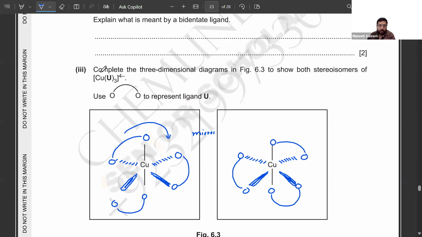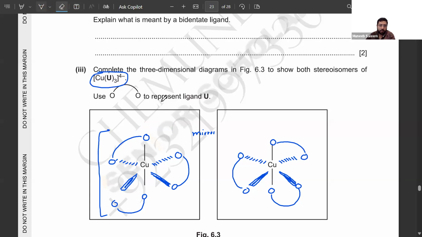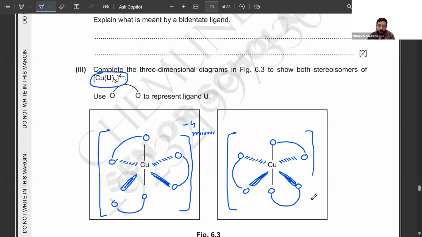Then we have to indicate the square bracket and the 4 negative charge on them. So square bracket like this, and a -4 charge on top of it on both the isomers. Now that's completed.